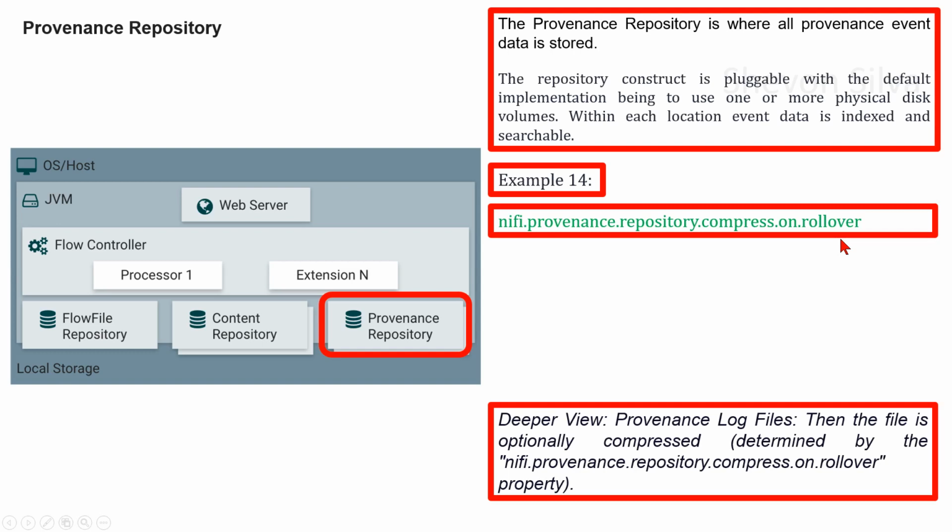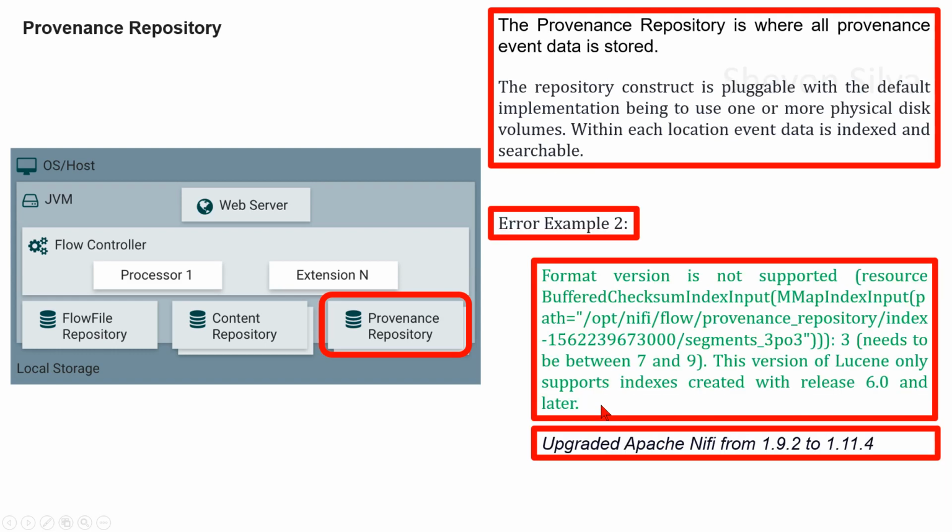As an example, we can consider this error: the format version is not supported. Resource BufferedChecksumIndexInput, version 3 needs to be between 7 and 9. This version of Lucene only supports indexes created with release 6.0 and later. This error occurred while upgrading Apache NiFi from 1.9.2 to 1.11.4.